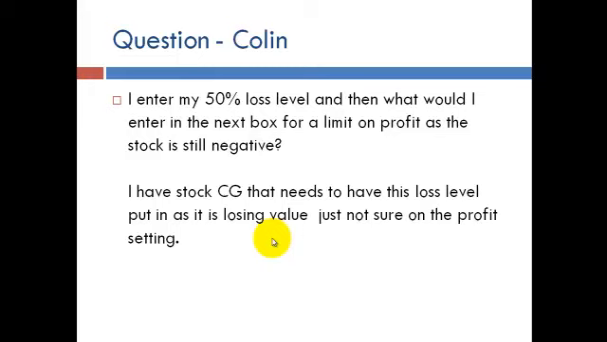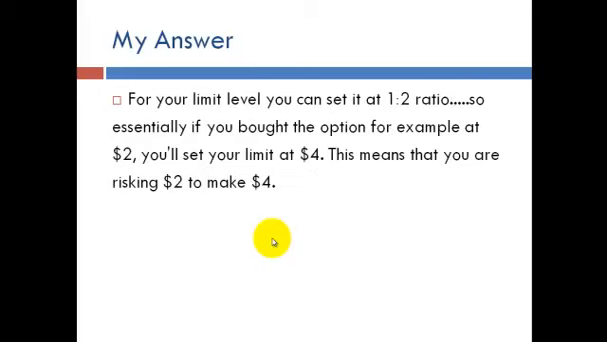Okay, he says, I have stock CG that needs to have this loss level put in as it is losing value, just not sure on the profit setting. Okay, and this is my answer I gave to Colin. I said, for your limit level, you can set it at a 1 to 2 risk reward ratio. So it's essentially, if you bought the option for example at $2, you set your limit at $4. Okay, this means that you are risking $2 to make $4.